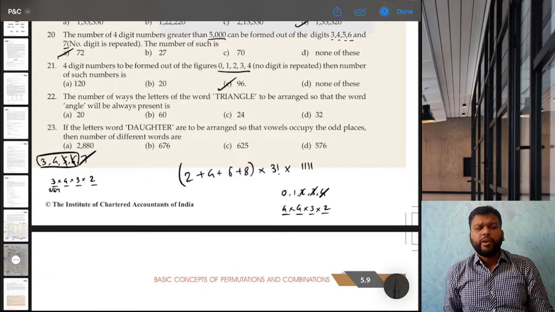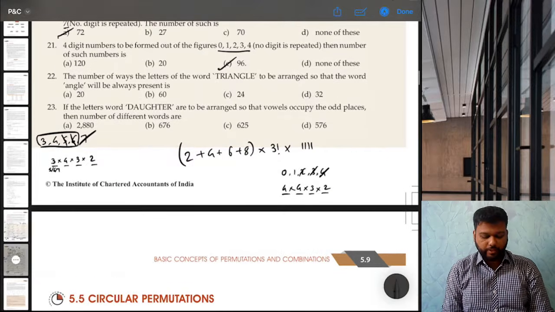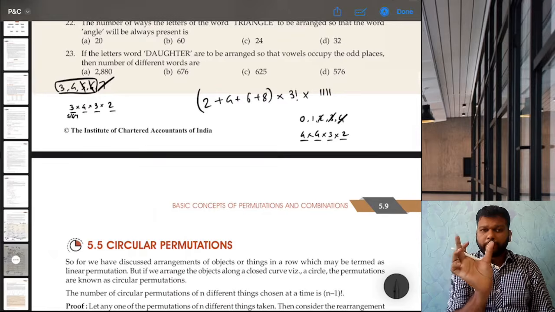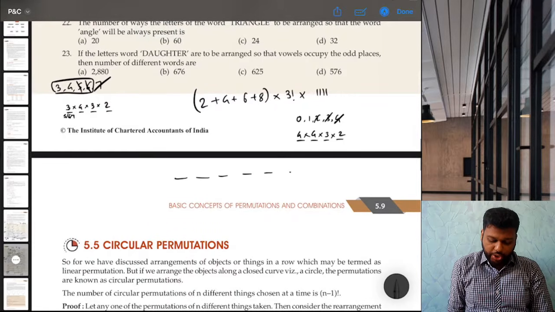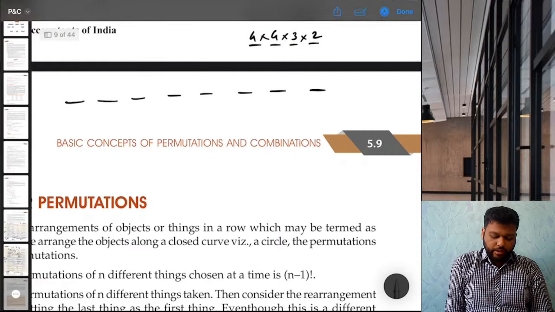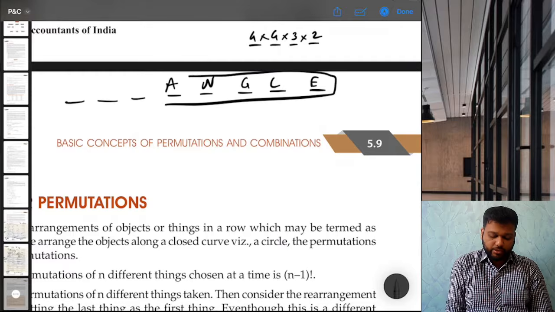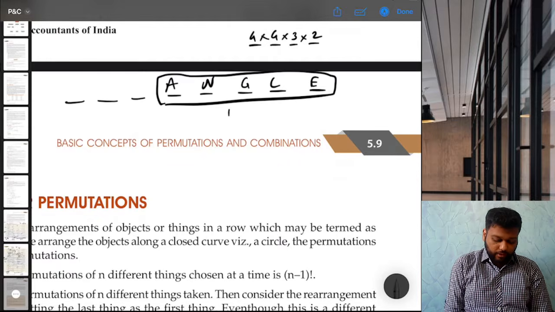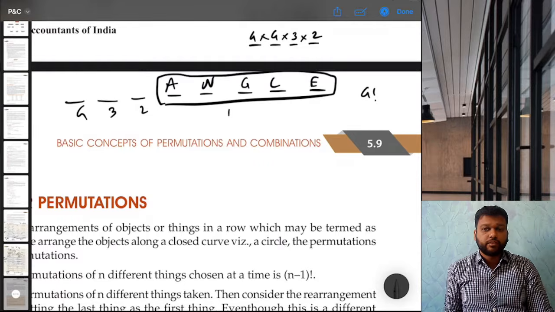Next. 22. The number of ways the letters of the word triangle can be arranged so that the word angle will always be present is. Okay, fine. Always be present, that means we can form a box, right? Triangle. Okay. We want this word angle to be always present. So let's make a box. So 1, 2, 3, 4. There are 4 things, so there will be 4 factorial ways.